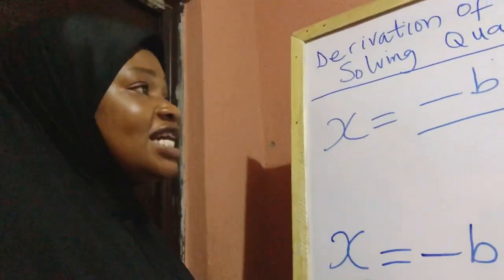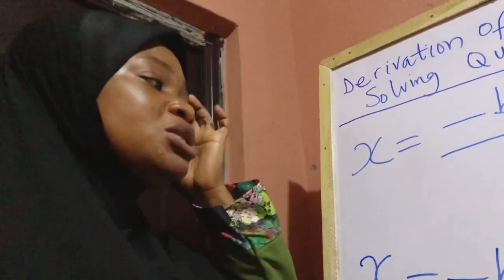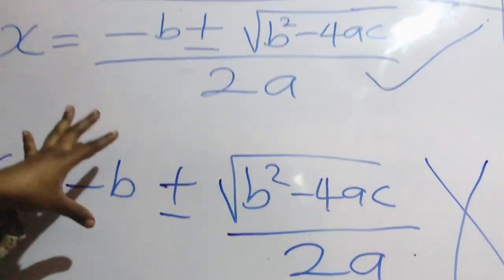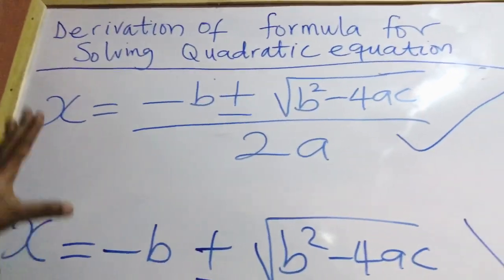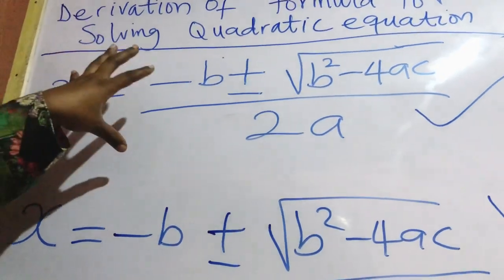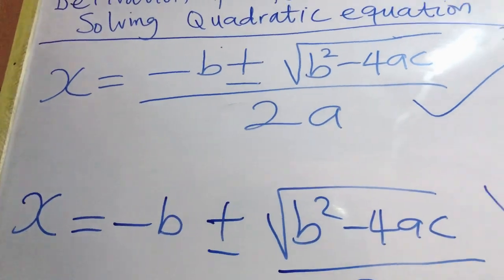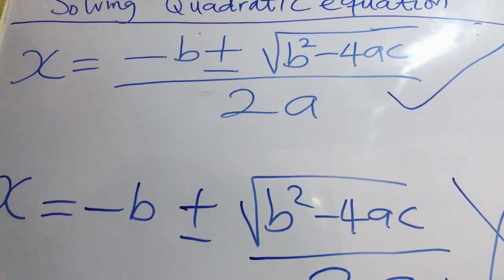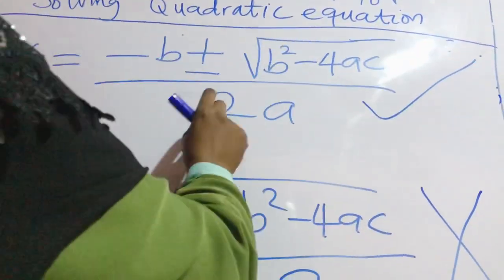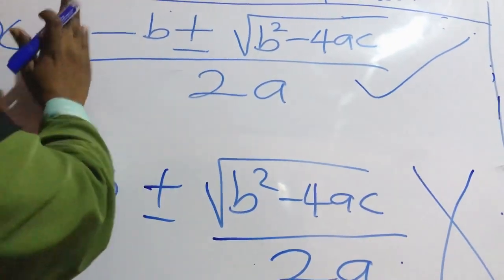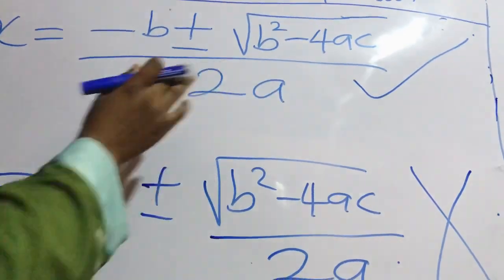So after testing that the quadratic equation cannot be factorized, you can use the completing the square method, or you can go for the formula method. The formula method is very simple, but you have to be careful of how you write the formula correctly. So this is the correct one: x is equal to minus b plus or minus root b squared minus 4ac, everything over 2a. All the expression on the right hand side over 2a. So you have to be careful.